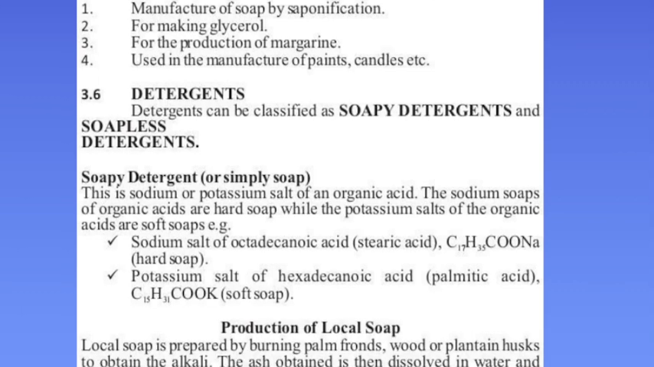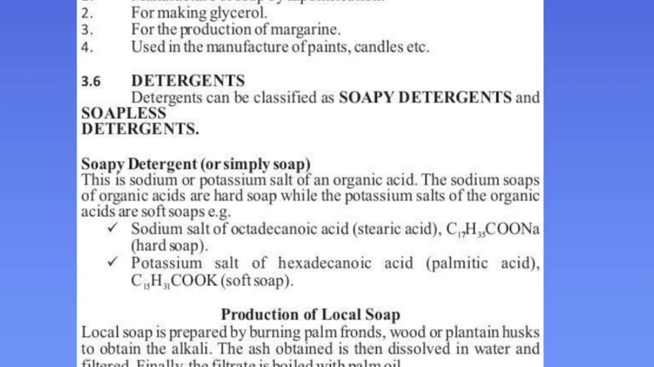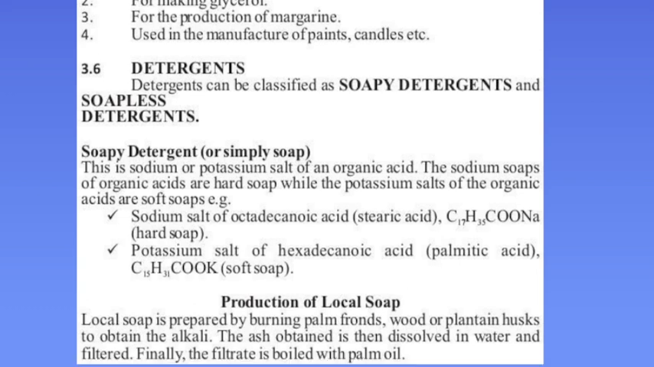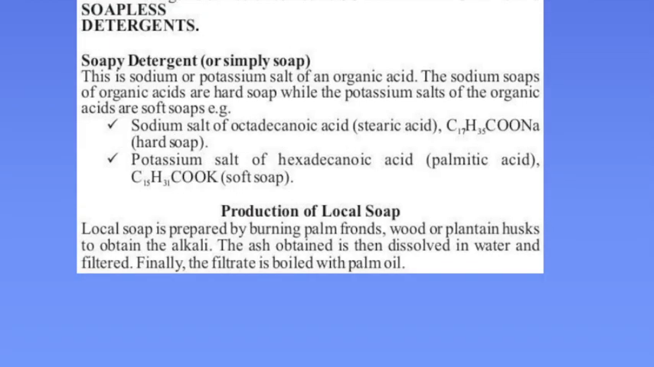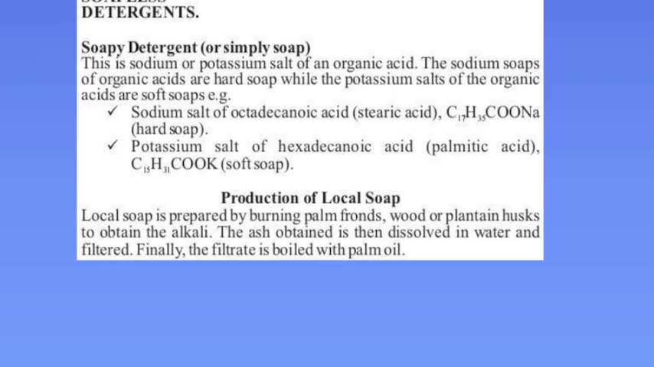What then is a detergent? Detergents are classified as soapy detergents and soapless detergents. Your soapy detergents are simply sodium or potassium salts of organic acid. The sodium salts of organic acids are hard soaps, while the potassium salts of organic acids are soft soaps. Sodium salt of octadecanoic acid, which is your stearic acid, basically forms a hard soap, as we can see. While in the case of your palmitic acid salt, that is a potassium salt of your hexadecanoic acid, it is going to give you a soft soap.